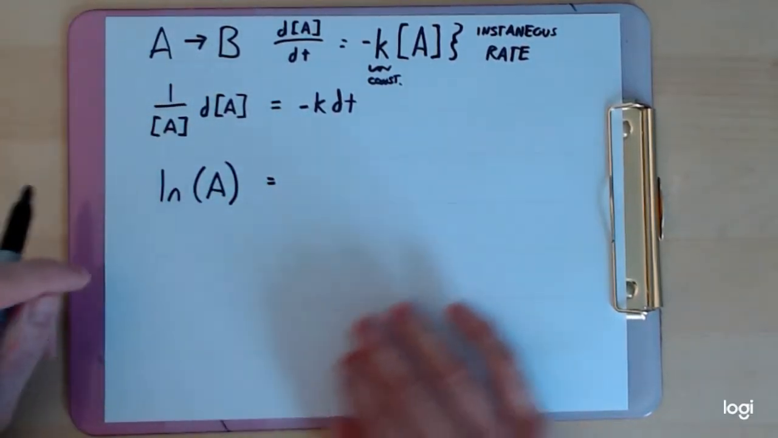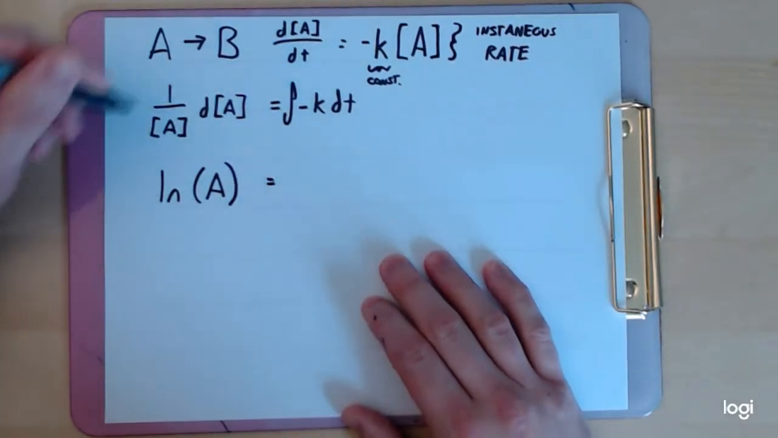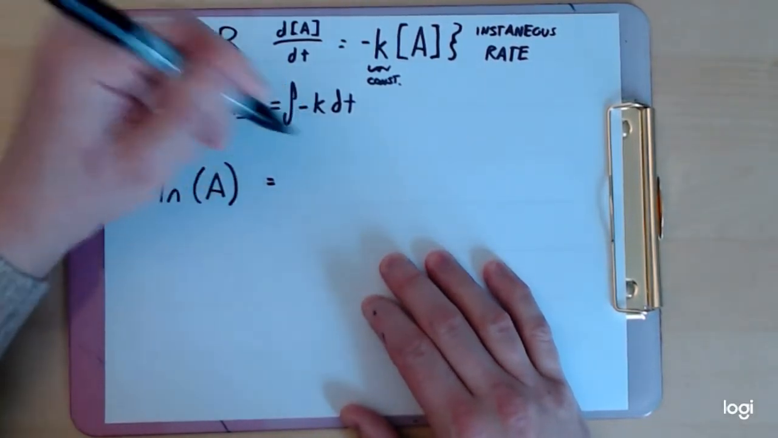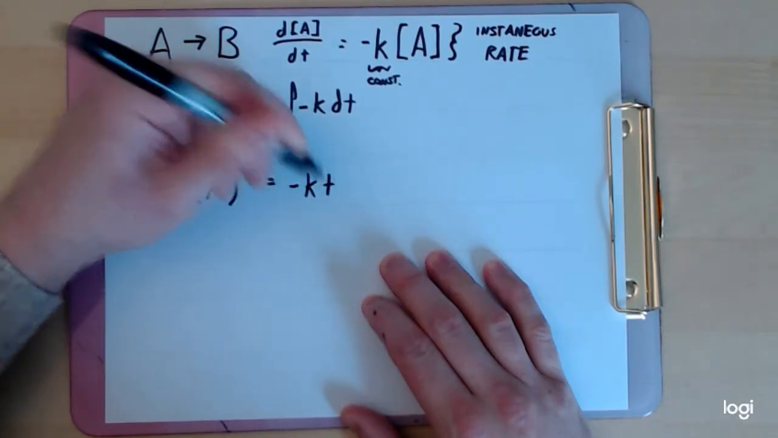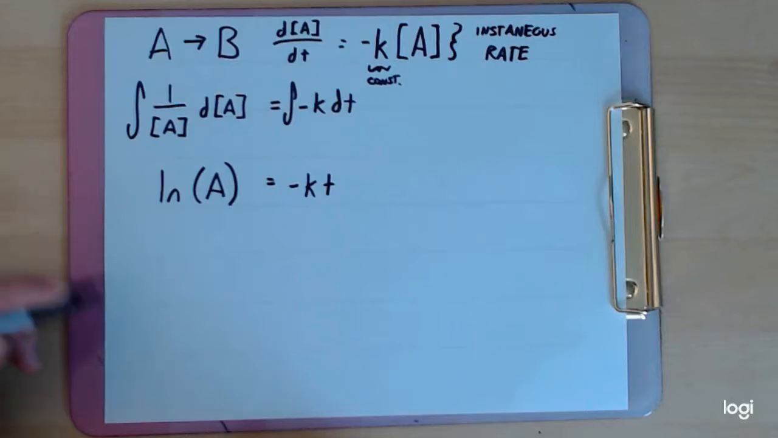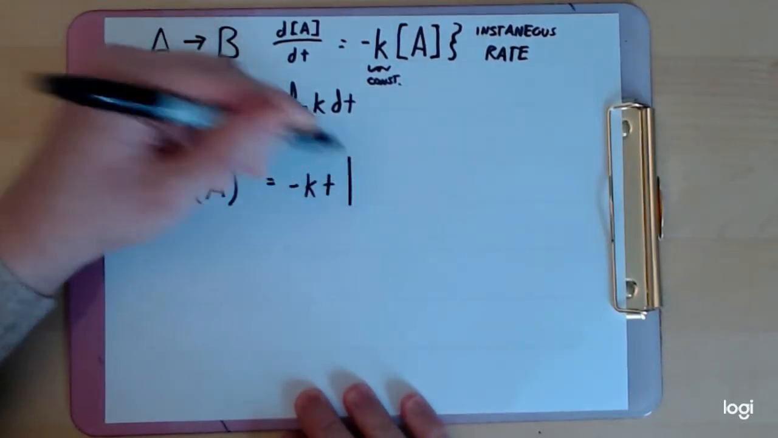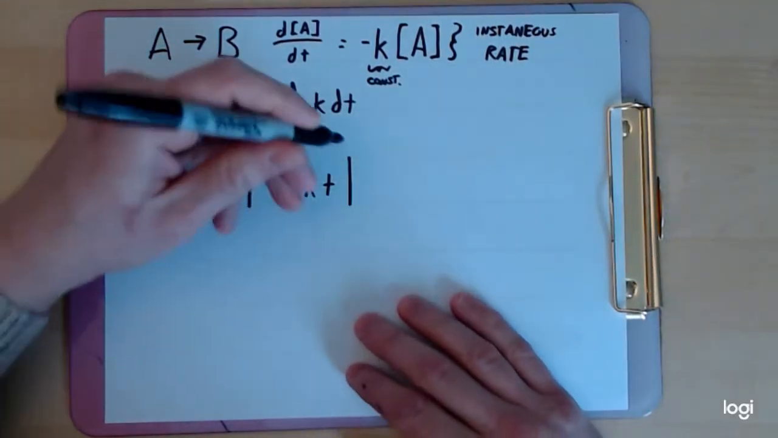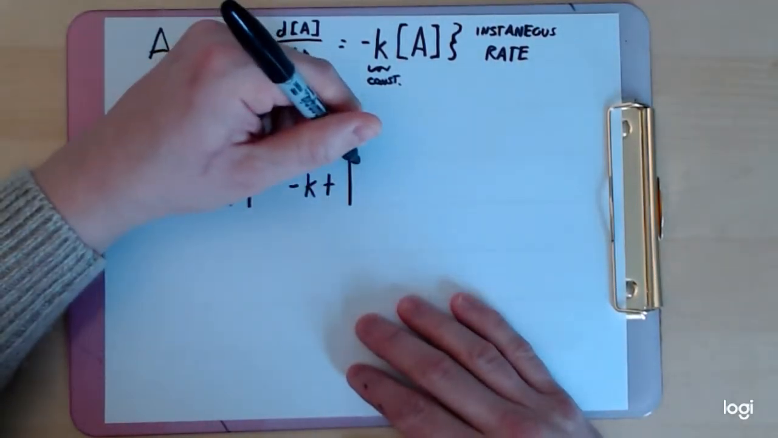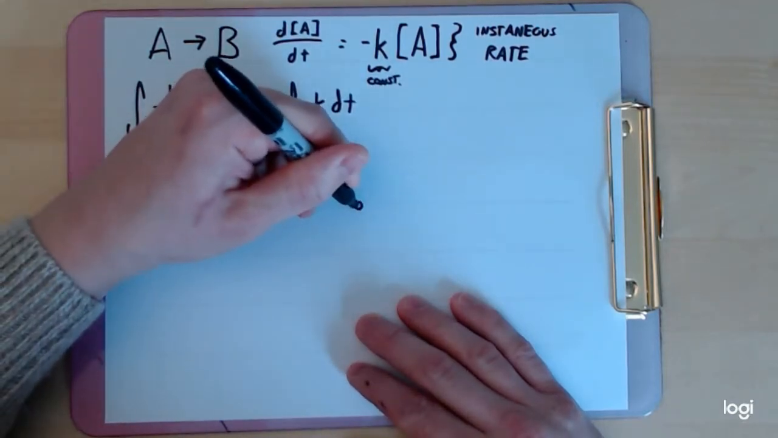And on the right-hand side, the integral of negative k dt is simply negative kt. Okay, so now let's evaluate these at two different time points to see how A changes as time changes. So let's pick a time in the future that we want to go to. We'll call it t, and we'll start at a time of 0.